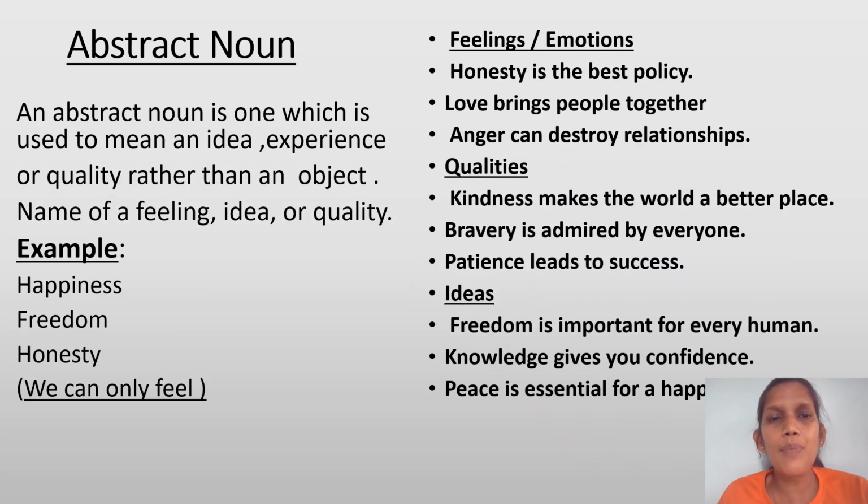Next one is abstract noun. Now what do you mean by abstract noun? Abstract noun is the one which is used to mean an idea, experience or quality rather than an object. Name of a feeling, idea or quality. Okay, for example, happiness, freedom, honesty. Abstract noun is meant to express an idea, experience or quality rather than the object.